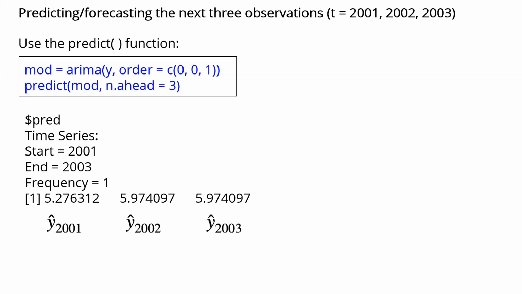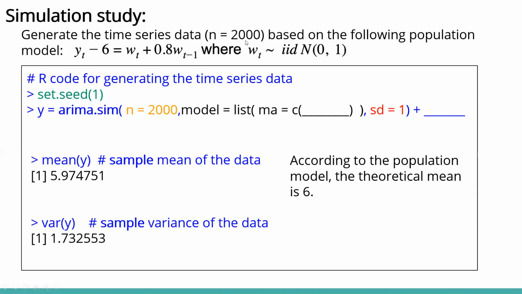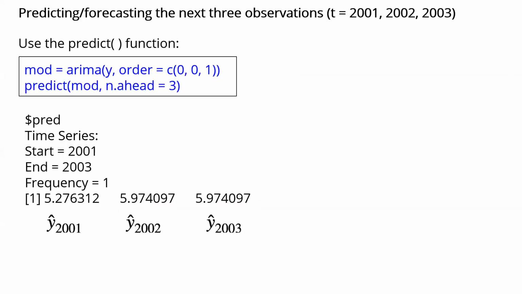Don't forget that we used a 2000 data set. Let me take you back. We used a 2000 data set, look at that, n equal to 2000. Then how do we predict the values for 2001, 2002, and 2003? That would be the next 3 observations. How do we do that in R?